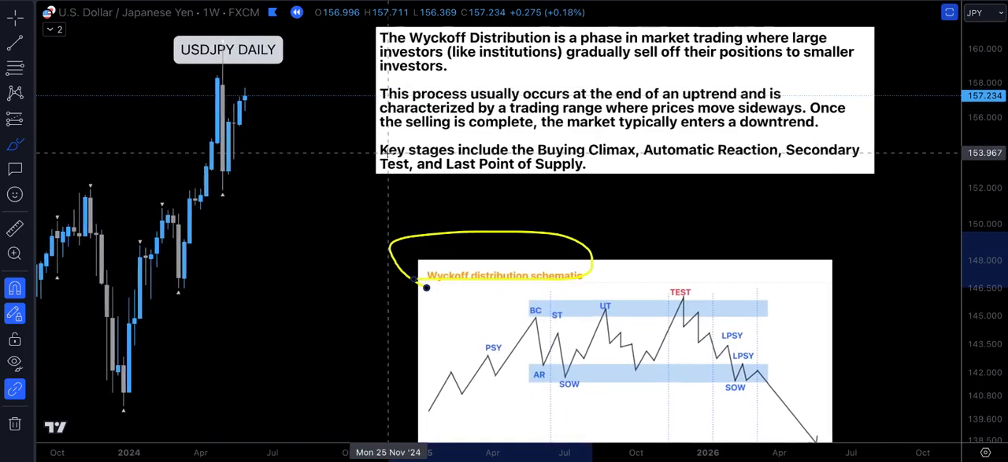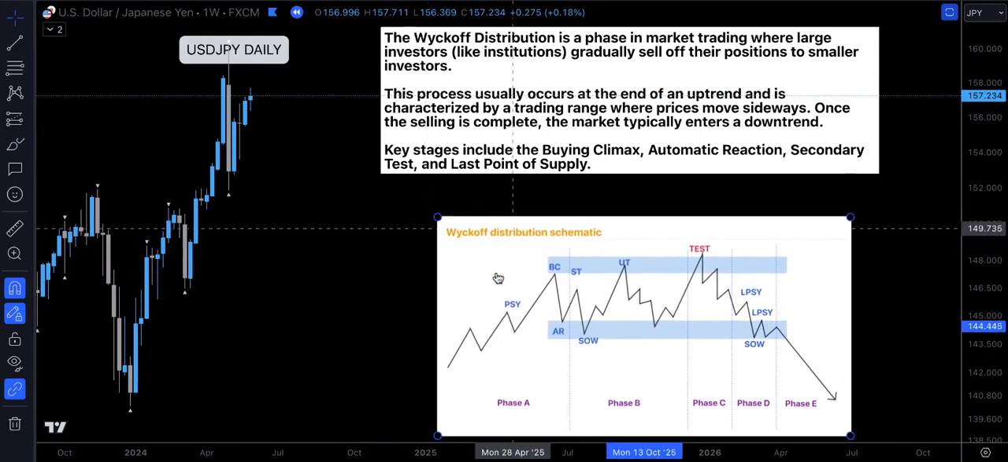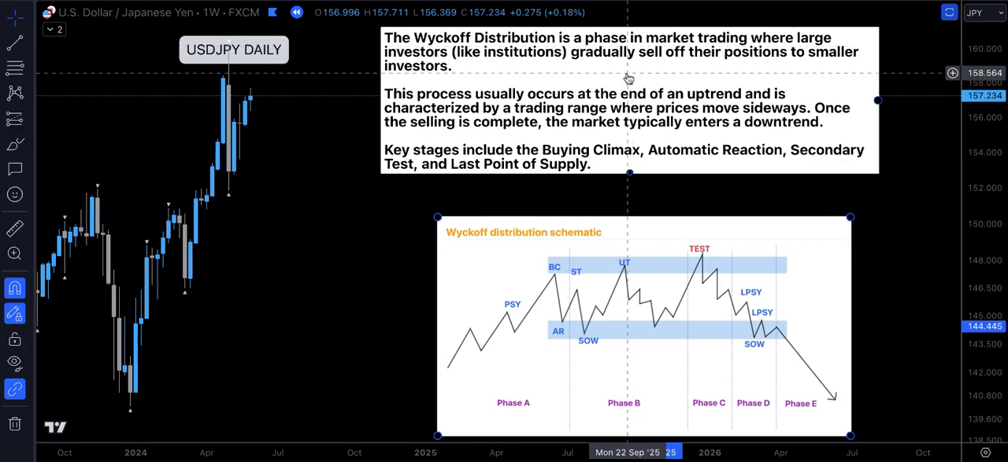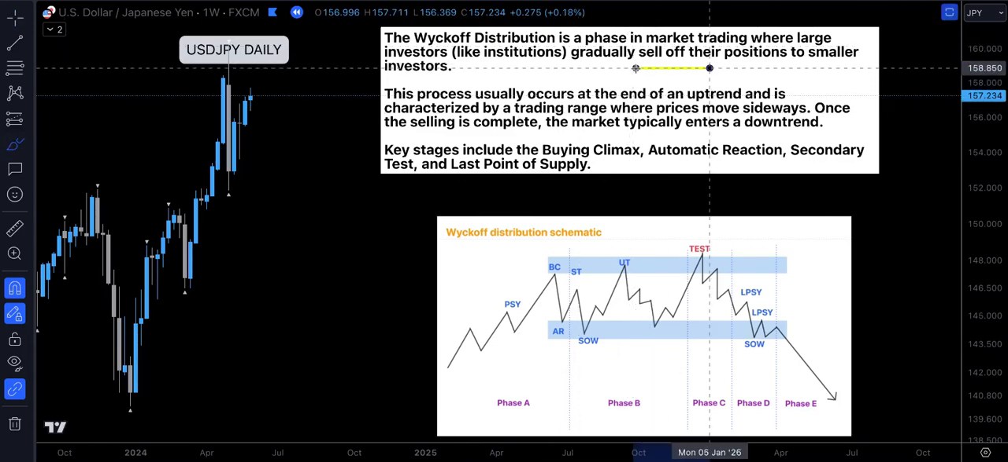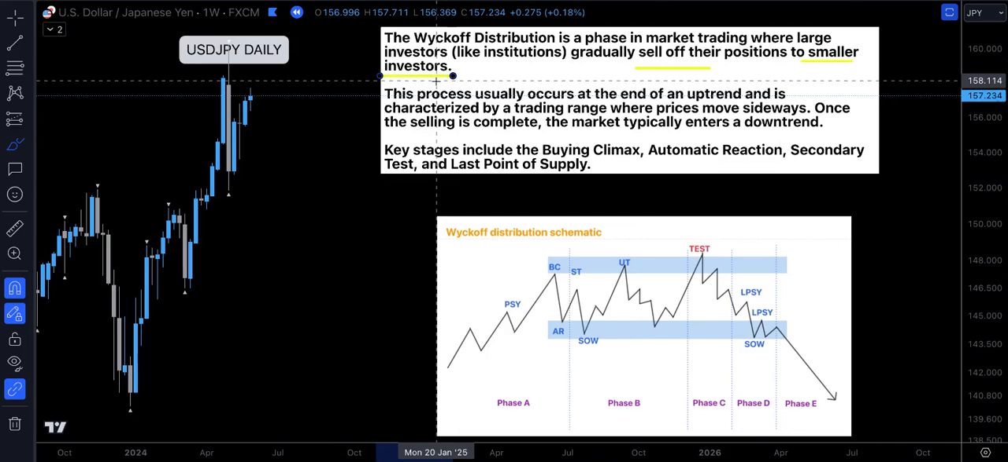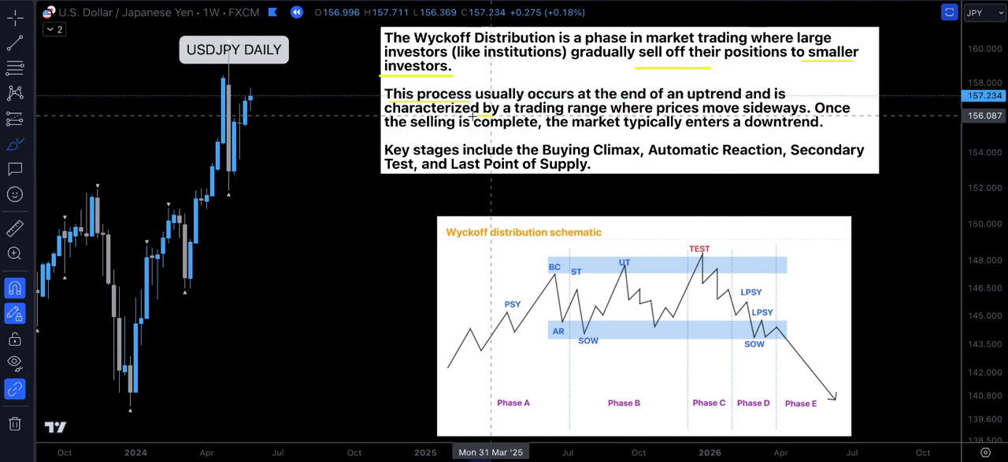Now let's break down why the trade was taken, so you can truly understand the Wyckoff distribution schematic. Initially, the Wyckoff distribution is a phase in market trading where large investors like institutions, hedge funds, etc., gradually sell off their positions to smaller, uninformed investors. This is where a lot of money is transferred from larger, smart money to retail and uninformed investors. This process usually occurs at the end of an uptrend or downtrend and is characterized by a trading range, where prices move sideways essentially.